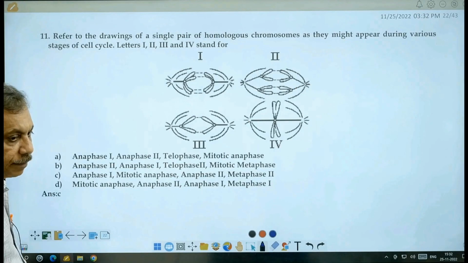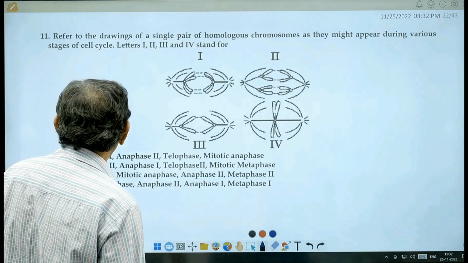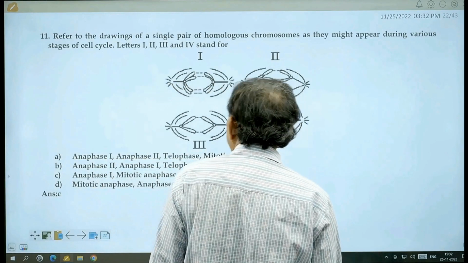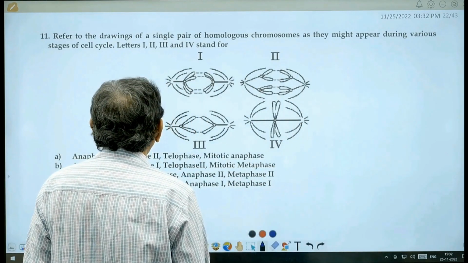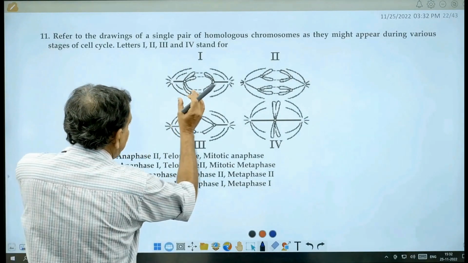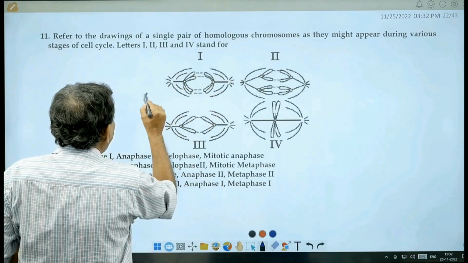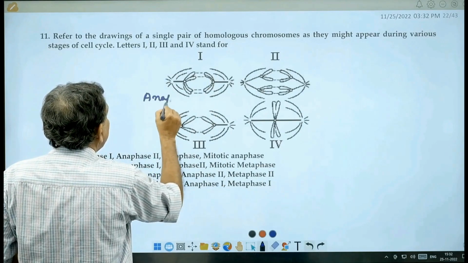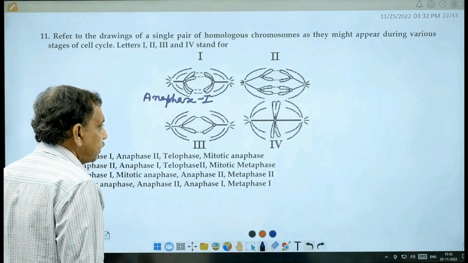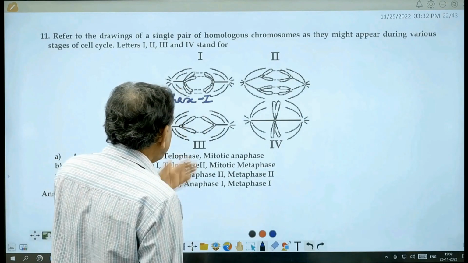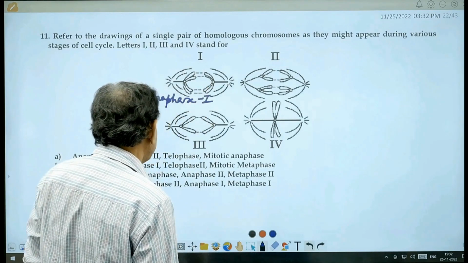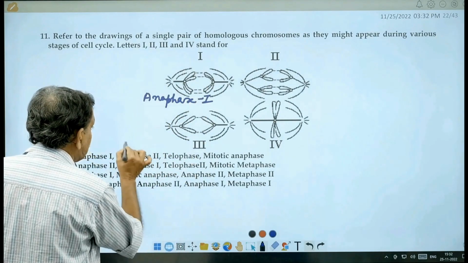Question number 11. Refer to the drawings of a single pair of homologous chromosomes as they might appear during various stages of the cell cycle. Letter 1: this is the separation of homologous chromosomes, anaphase 1 of meiosis. This will be typical anaphase of normal mitosis. This is anaphase 2.